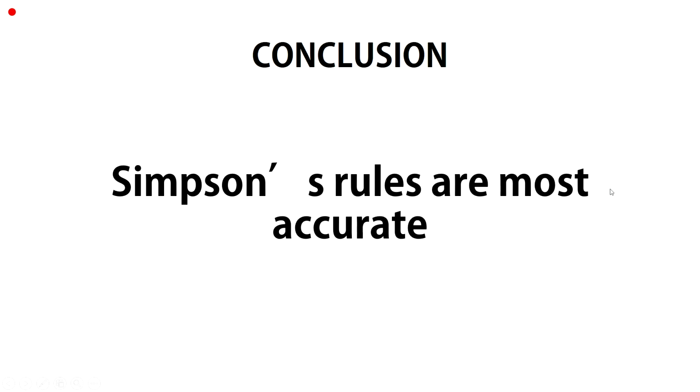As a conclusion, from the calculation that we have done, we know that Simpson's rule is more accurate compared to the trapezoidal and Boole's rules because it uses a parabolic approach to estimate the integral of the data. So Simpson's rule is the most accurate compared to the others. That's all for our group. Thank you.